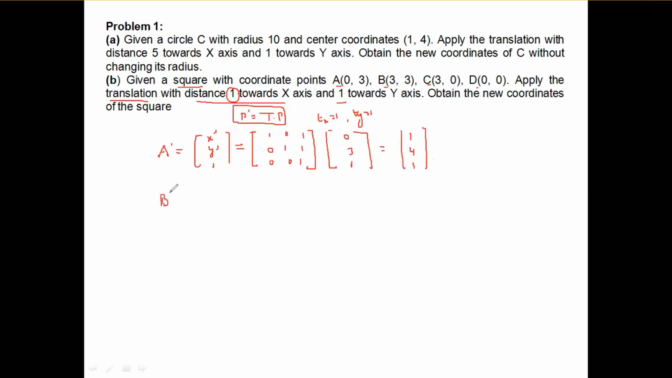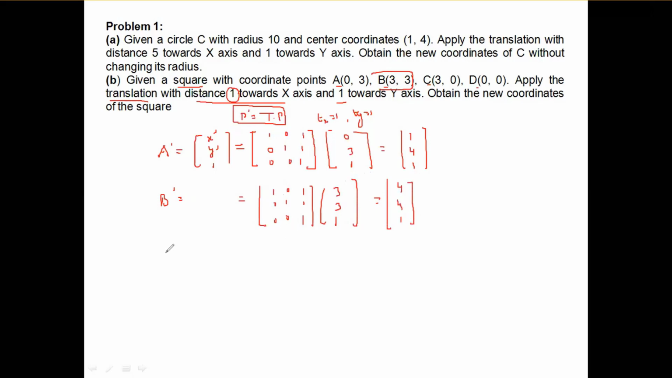Likewise B dash. I'm writing directly over here. The same translation matrix will be taken, and I'll take the B point. B point is 3 3 1, and the new point will be 4 4.